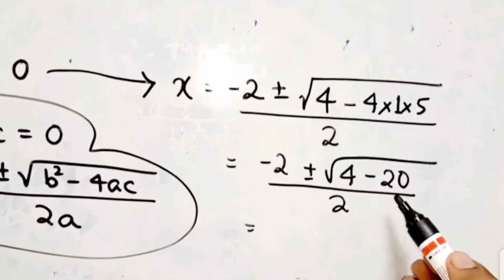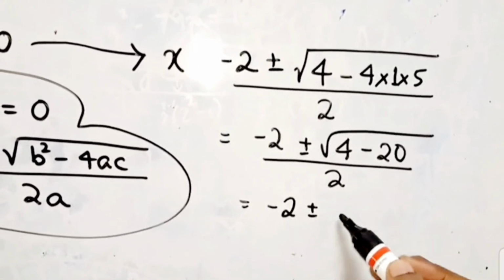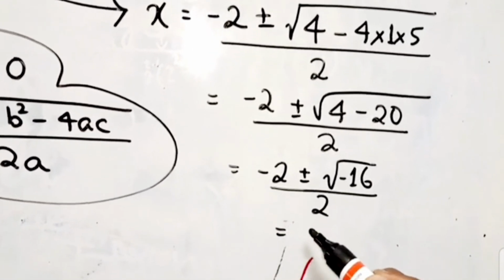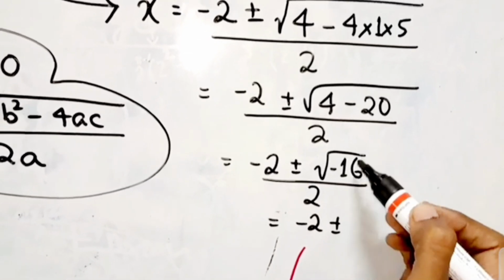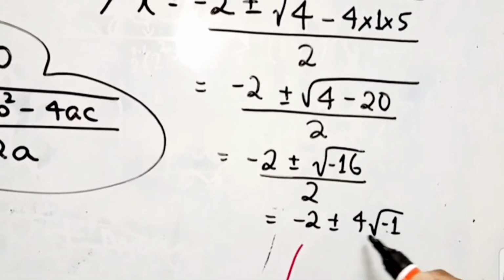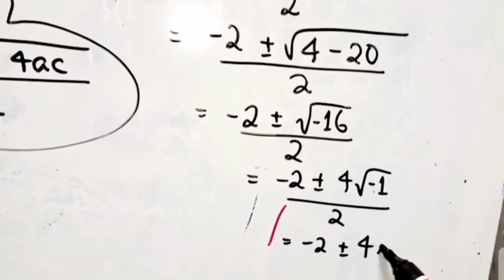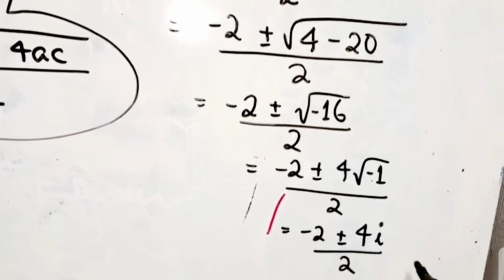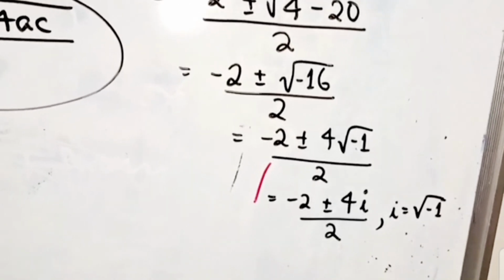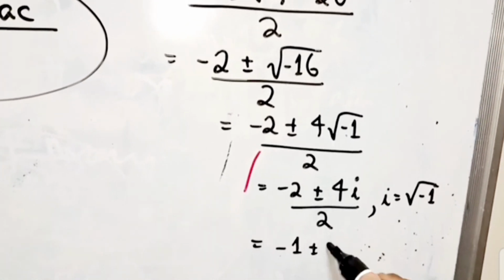We can see that we will get a negative number inside the square root, so we will get an imaginary number. That means square root of minus 16 whole divided by 2, from which we get minus 2 plus or minus, the root of 16 is 4 and square root of minus 1 is nothing but iota, that is 4i. This is an imaginary number. Here what is i? i is nothing but iota, square root of minus 1 in complex numbers, x plus iy. If you take 2 common, we will get minus 1 plus or minus 2i.